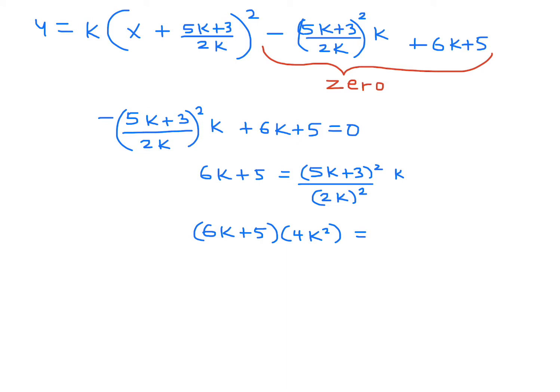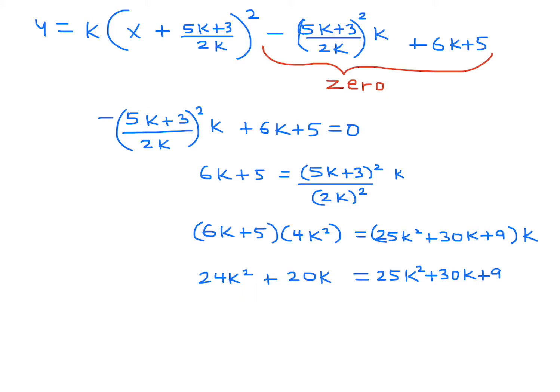And then expanding that, I've got 25k squared plus 30k plus 9. And then don't forget that k. Now I can divide both sides by k, just get rid of that. We don't need that. So this just becomes 25k squared plus 30k plus 9. And this becomes 4k because I divided by k. And then 4k multiplied by this guy will give me 24k squared plus 20k. Okay, now let's put it all on one side.